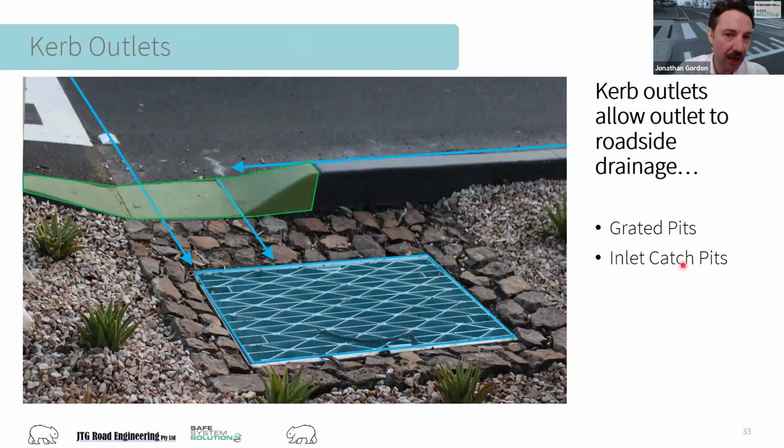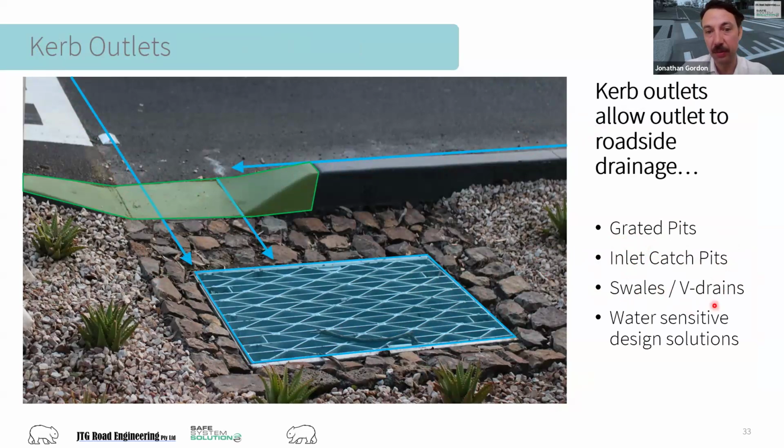So we could have inlet catch pits. It could be flowing to swales and V drains, existing or constructed. May also just be flowing to one of our localized water sensitive design solutions. So this might integrate water treatments for your project. And they've got some good things, they've got some bad things. I'll jump straight into some of the bad things. I'll talk about the key issues here.